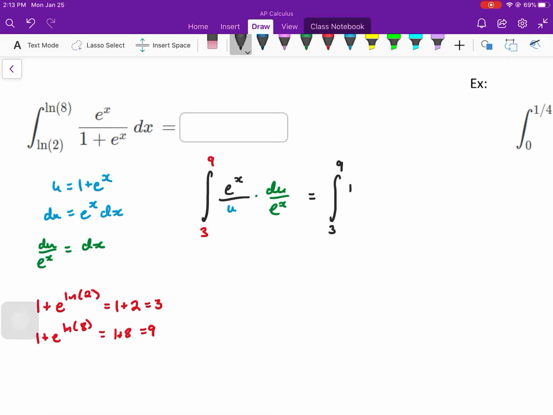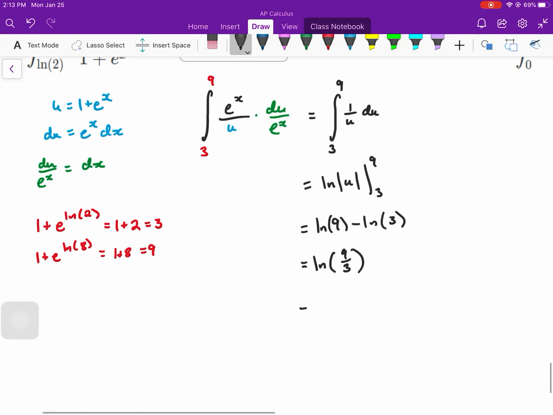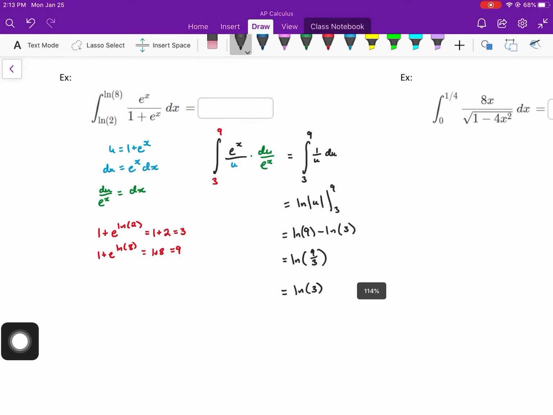3 to 9, 1 over u du. So now it matches up with that formula. So natural log of u from 3 to 9. Then this becomes natural log of 9. We don't need the absolute value anymore because it's a positive number, minus natural log of 3. And remember, from the quotient rule of logarithms, we can combine those two to do 9 divided by 3, which is natural log of 3. Good chance if you run into this situation, they're going to do that. So you have to know those basic properties of logs.